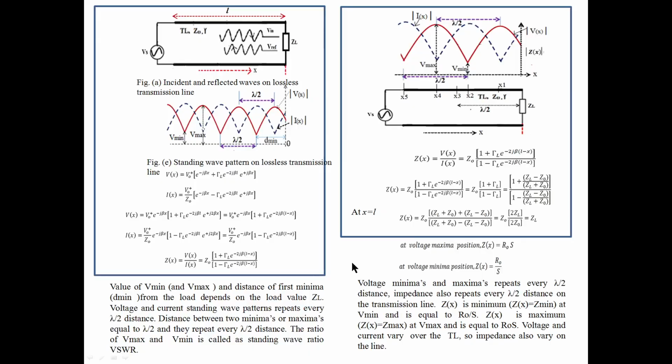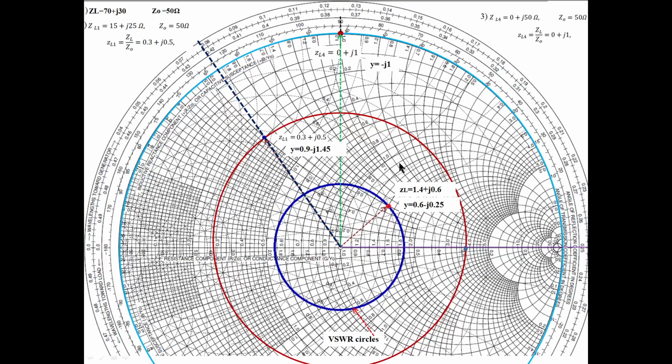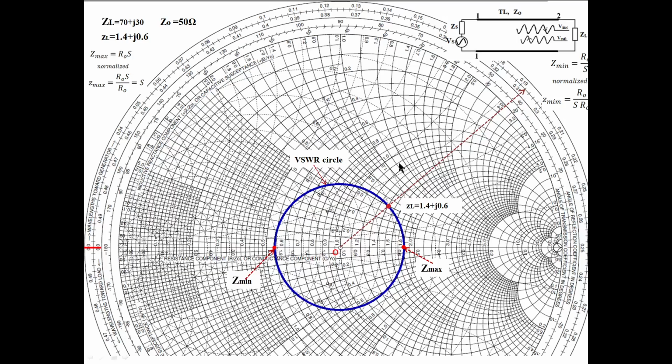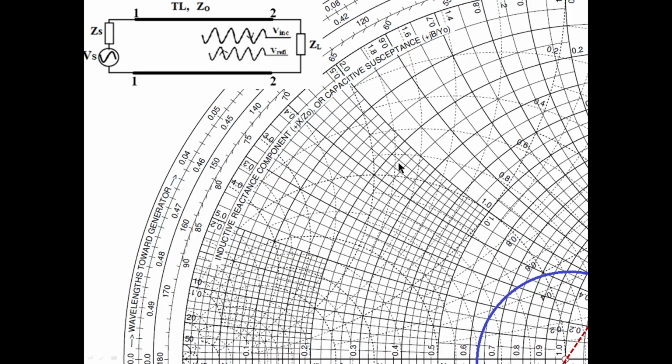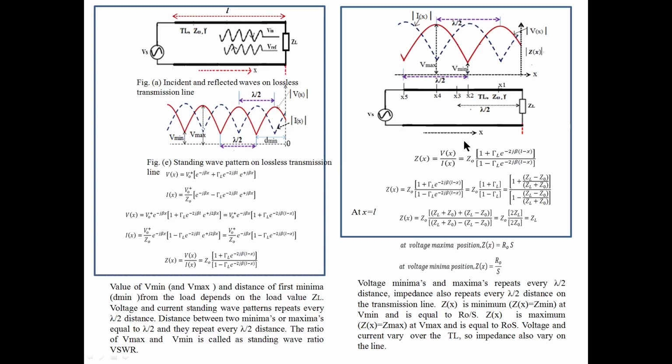So what we saw now is that we can measure the impedance value, the maximum impedance value and the minimum impedance value, the reflection coefficient, and VSWR from the Smith chart. Next, what we can measure from the Smith chart is, see here.